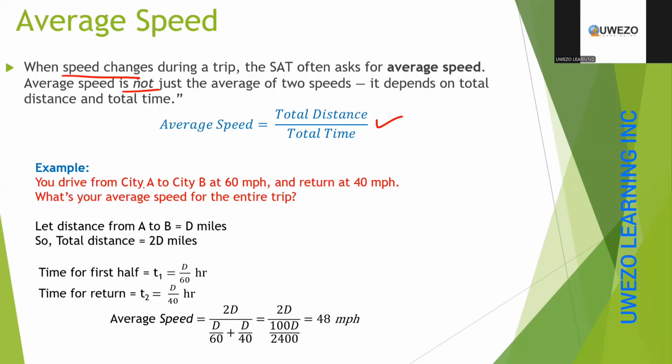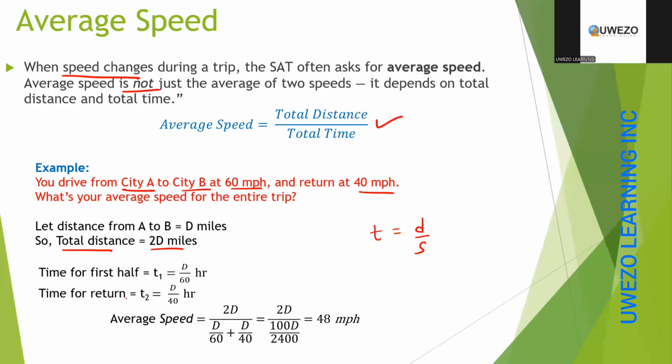For example, you're driving from city A to city B and travel at 60 miles per hour, and you return along the same route at 40 miles per hour. For the average speed for the entire trip, we apply the formula total distance over total time. If the distance from A to B is d miles, the total distance would be 2d miles. Time for the first half, t1, will be d over 60, since we know time equals distance over speed. Similarly, time for the return journey for the same d miles is going to be d over 40.